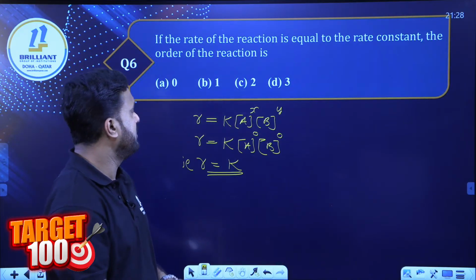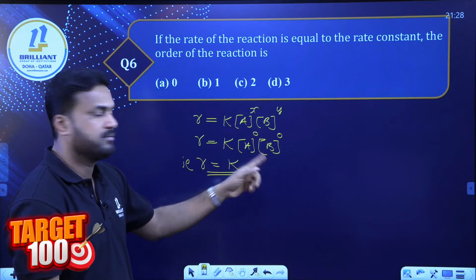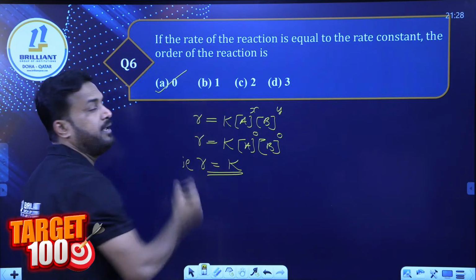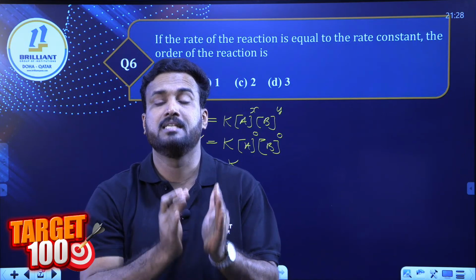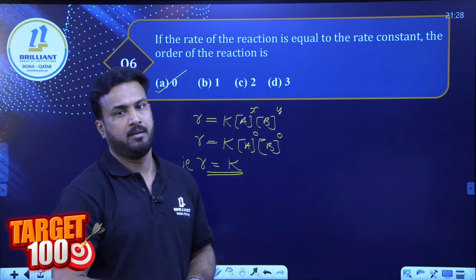Yes, Dhruv got it. Fine. So A raised to 0 and B raised to 0 gives the value 1, so K into 1 is K. Now we got r is equal to K. So the correct option is A, zero order. So in a zero order reaction, the rate is equal to the rate constant. Keep that in mind, it's an important concept.